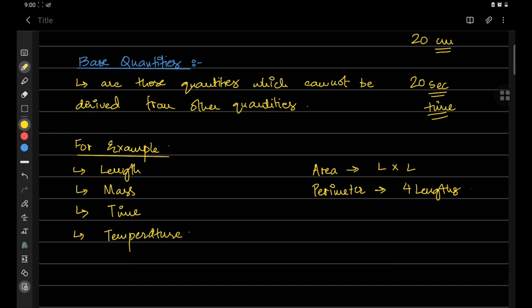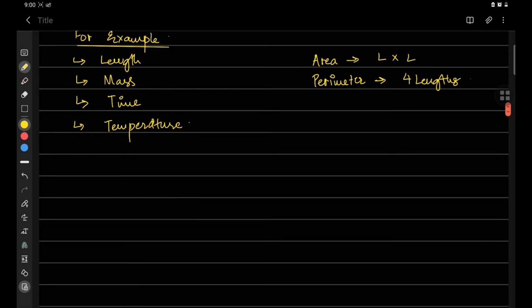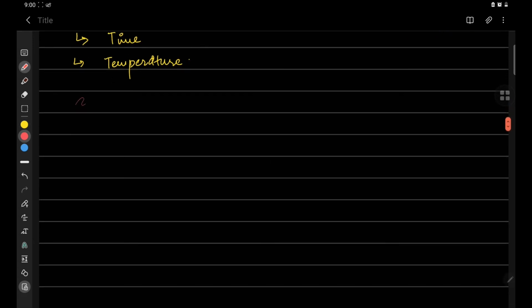But base quantities are not made of anything. They're just there, in their very purest forms. When we're talking about area and perimeter, and other similar quantities like volume, like force and stuff like that, we give them a different name. We call them derived quantities.